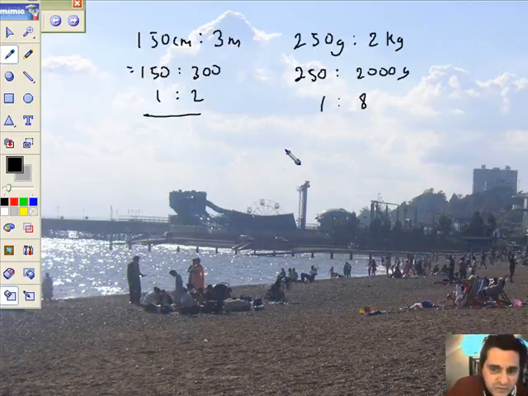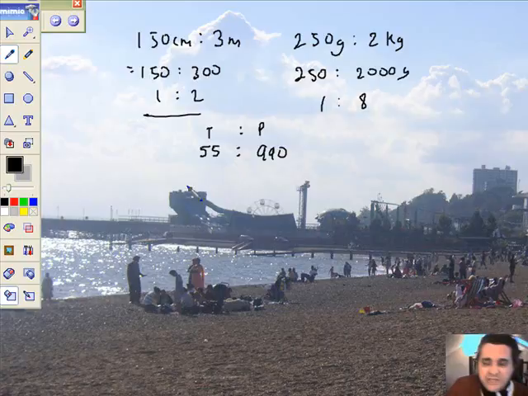Done. Question 3 says a school has 55 teachers and it has 990 pupils. Express the ratio of teachers to pupils in its simplest form. Teachers to pupils, let's just divide by 11. I think that goes quite nicely.